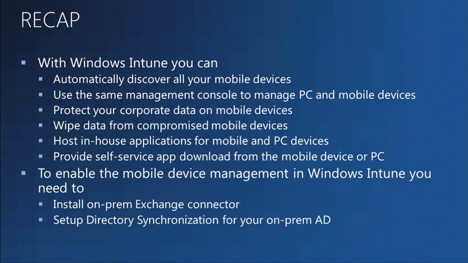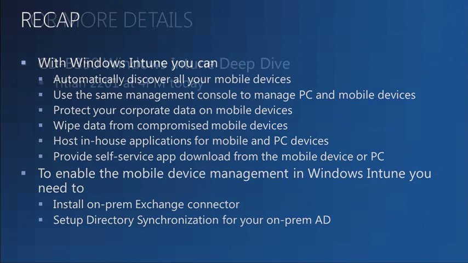So just to recap, Robbie's gone over the things that you can do with Windows Intune: discover devices, use the same management console for PCs and mobile devices, nuke a device, allow users to self-service those in-house applications. So if you've got an IPA somewhere you want to get on those phones, you can let the users pull that stuff in. We're going through the on-prem Exchange connector and setting up AD. It's a pretty simple process. So simple, even Robbie can do it.